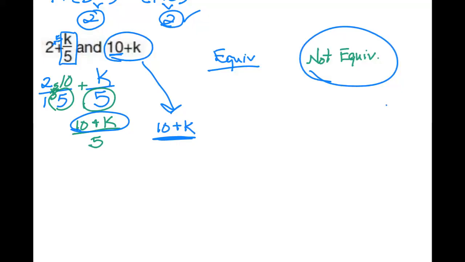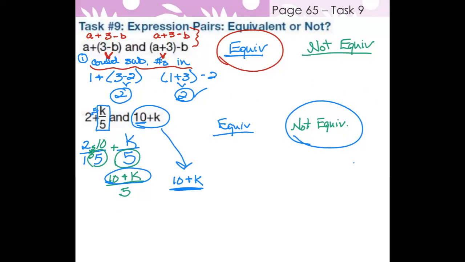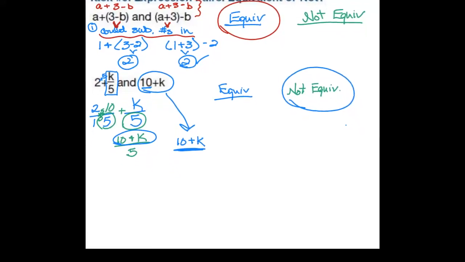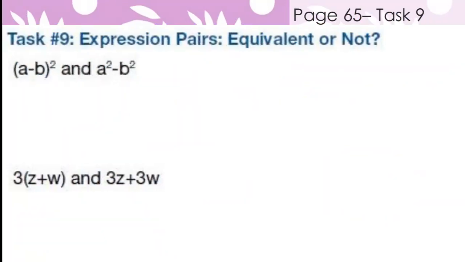What if you multiply and then add? Like 5 and then add 2k. I don't think that's going to work, okay? So the first one was equivalent. The second one is not equivalent. Let's take a look at the third one. I love doing this one.